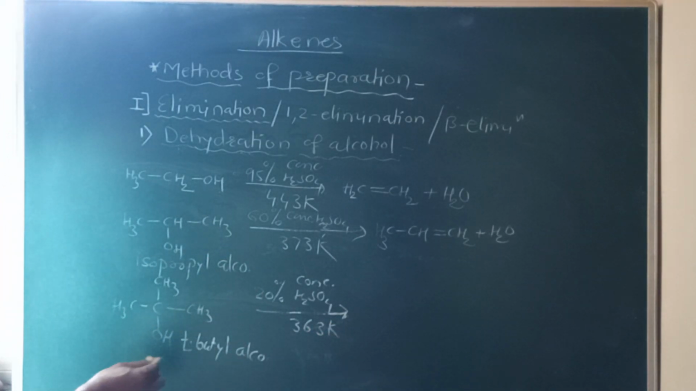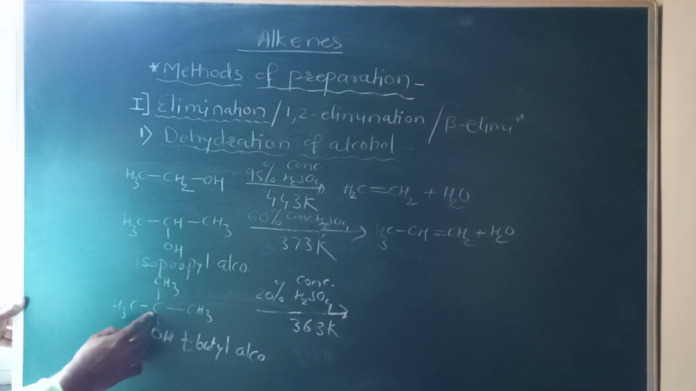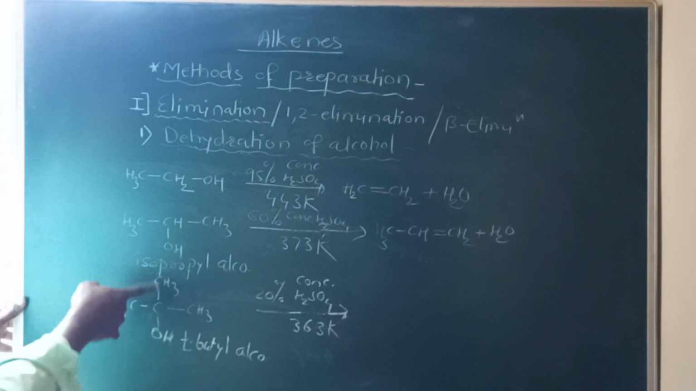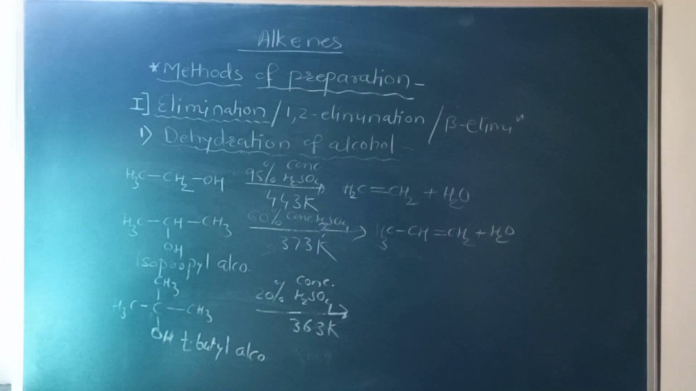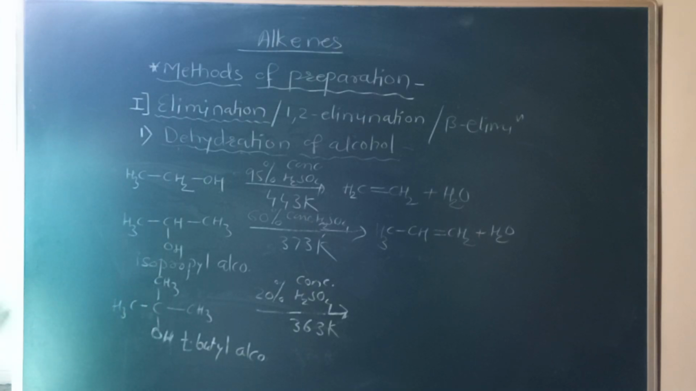Now OH is present on this middle carbon atom. So with respect to this carbon, all these three carbon atoms are neighboring carbon atoms. Now check the equivalence of these three carbons. Are they the same or different? Yes, they are equivalent, because the substituents of these three carbon atoms are the same. Each carbon atom carries three hydrogen atoms.